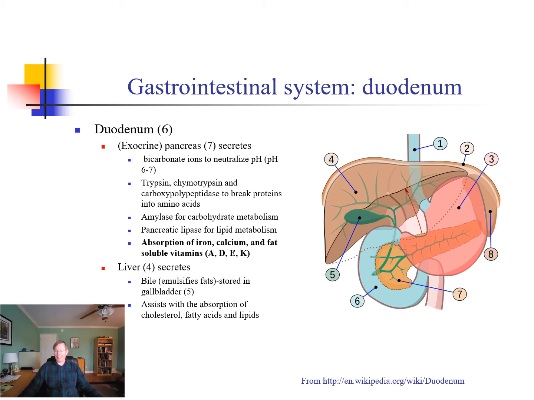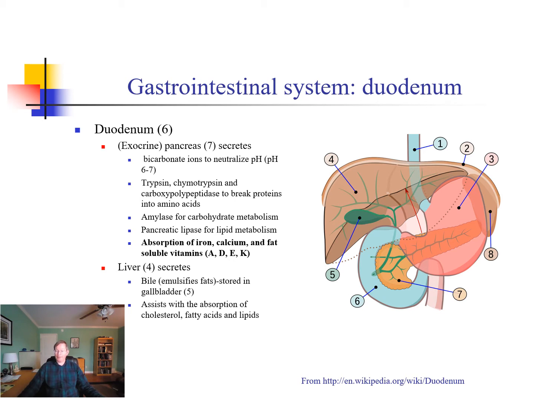I'll also secrete pancreatic lipase, which will help start the digestion of lipids, and also amylase that will help with the digestion of carbohydrates. Now, the bile that is coming from my pancreas is also necessary to help emulsify the fats so that I can then assist with the absorption of things like fatty acids, lipids, and cholesterol. So a lot is going on with what gets secreted or squirted out of my pyloric sphincter into my duodenum.